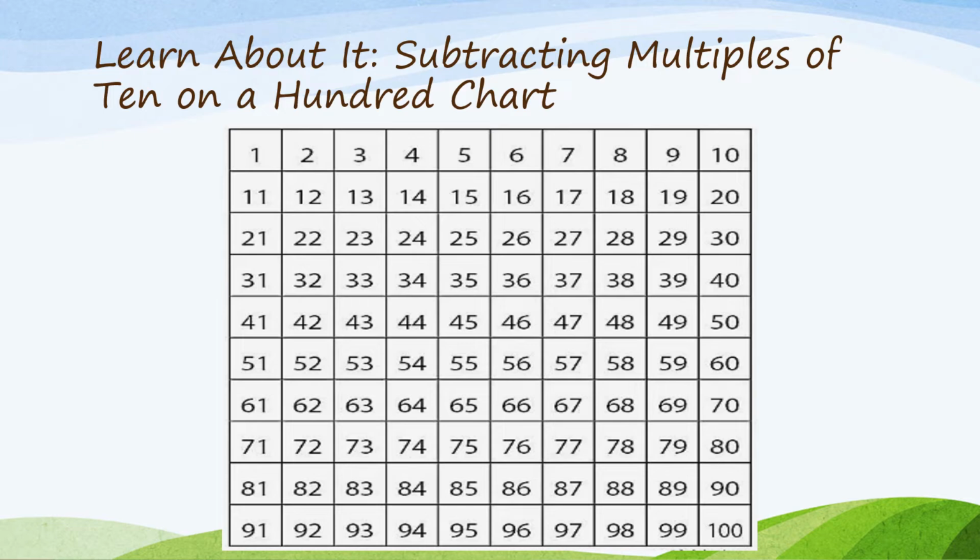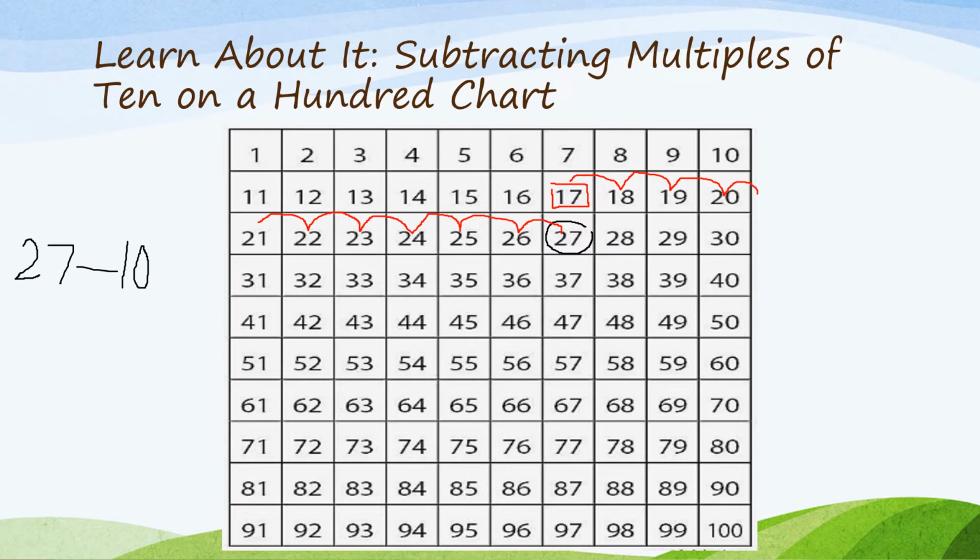What does this look like when we use subtraction? Let's try with 27 minus 10. Let's find the number 27. We want to subtract 10. We could count back by ones like this. 1, 2, 3, 4, 5, 6, 7, 8, 9, 10. What do you notice about the difference?